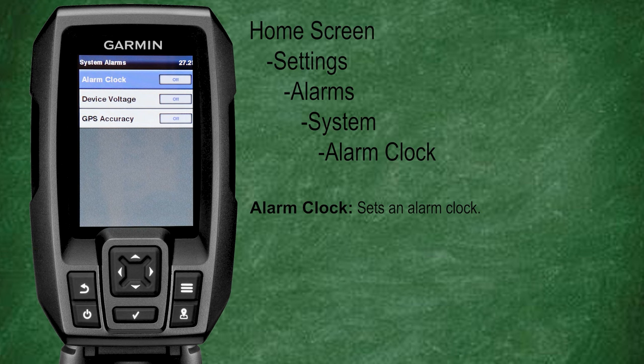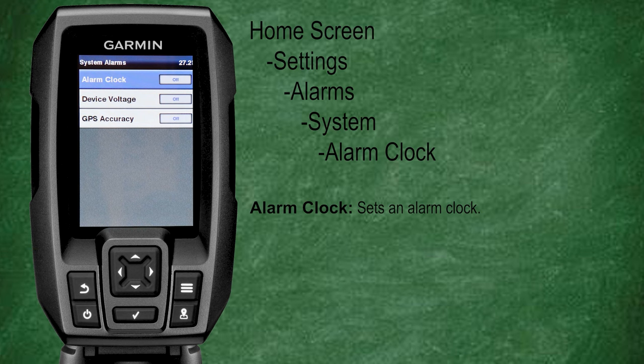However, I'll be showing you the other options in detail in a later video. Let's scroll down to and select sonar setup. Here we have the options to turn our depth line on or off, adjust our screen scroll speed, change our screen's appearance, adjust our noise rejection settings, and restore the sonar to factory default settings.